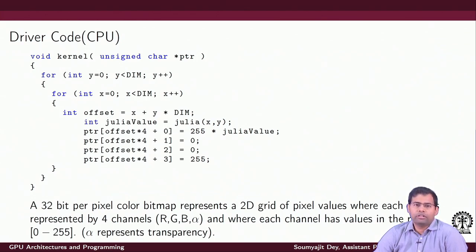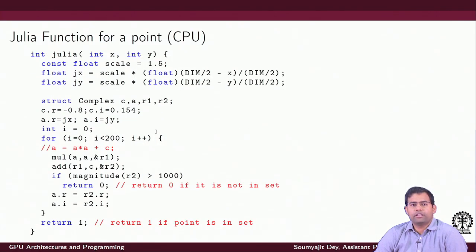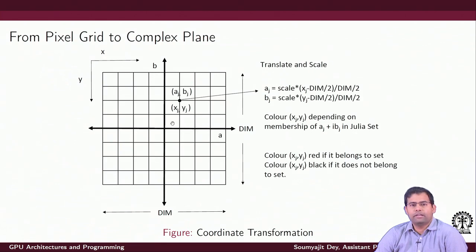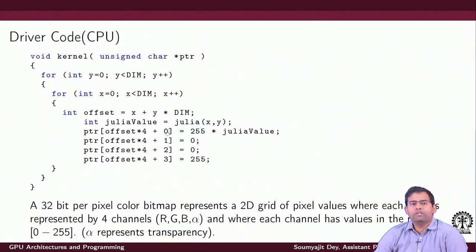First, we are thinking that this PTR array is representing the bitmap. We do the offset computation to traverse to the corresponding location in the PTR. So, offset is nothing but x plus y times the dimension. Essentially, I can think that this offset represents one cell here. Now, each cell has got 4 channels, so you multiply by 4, and after that you give the corresponding value for each cell, right. That is why you have 4 values: plus 0, plus 1, plus 2 and plus 3.